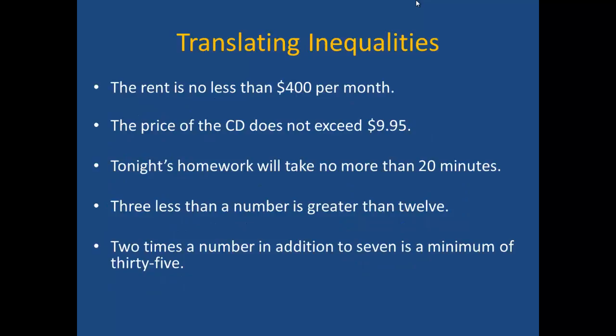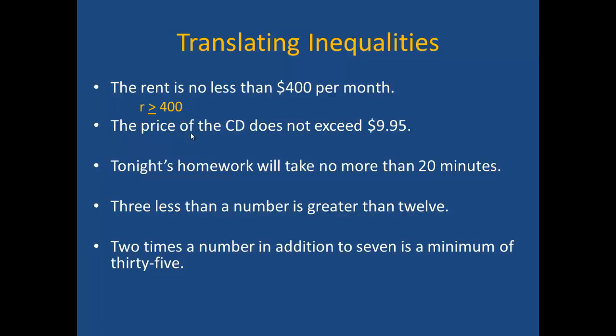We're now going to talk about translating inequalities. This is sometimes a challenge for students, so we like to get an early start on this in the year. In our first example, we have the sentence, the rent is no less than $400 per month. Remember, if it means no less than, it could be equal or it could be more. So we'll have R for rent is greater than or equal to 400.